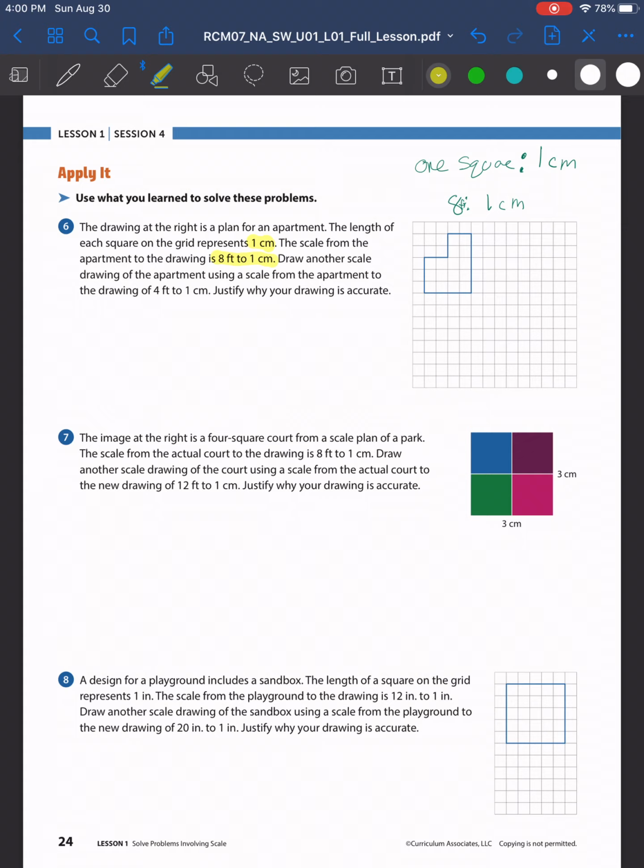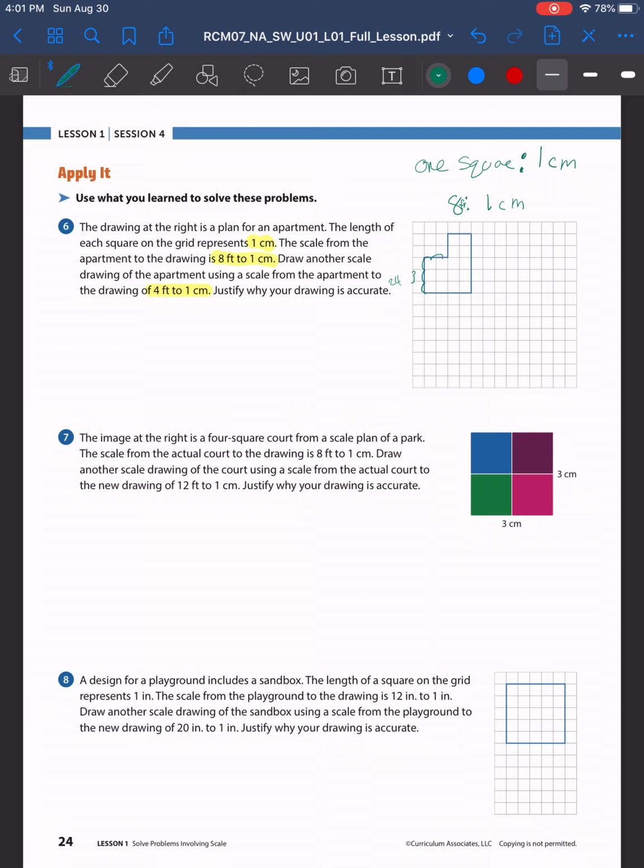Now I want you to make a different model or drawing on this same grid paper. And I want you to use a scale that says 4 feet is 1 centimeter. Okay? So let's go ahead and think about this. For every one of these, we have 1, 2, 3. That's 3 centimeters. In real life, we would multiply that by 8 and get 24. So that's actually 24 feet, right?